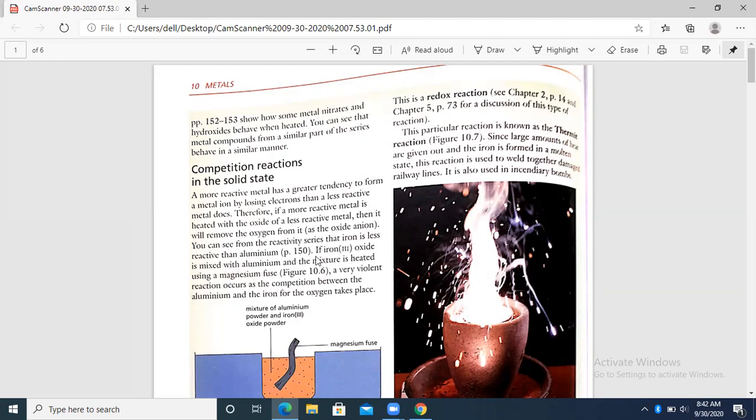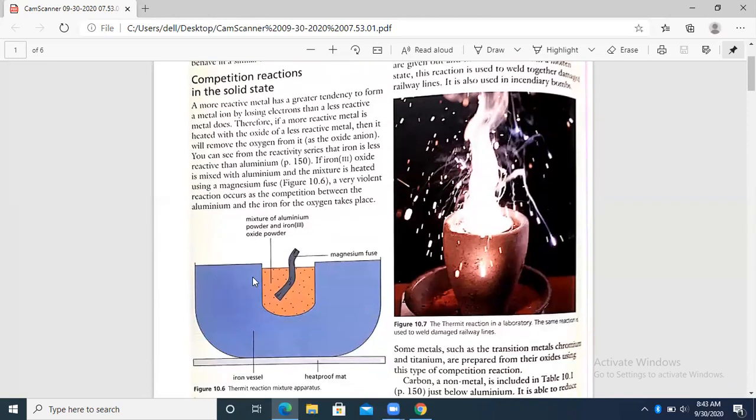If iron trioxide is mixed with aluminium and the mixture is heated, we take the oxide of the less reactive metal. Here aluminium is more reactive, so iron is less reactive. So we want to mix iron trioxide and aluminium together. Now we have a mixture of iron trioxide and aluminium. That mixture is heated using a magnesium fuse. This arrangement is a magnesium fuse.